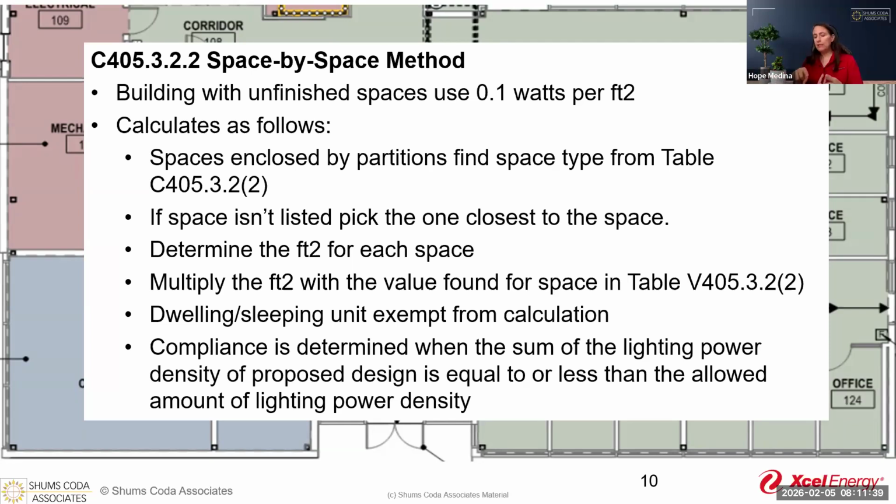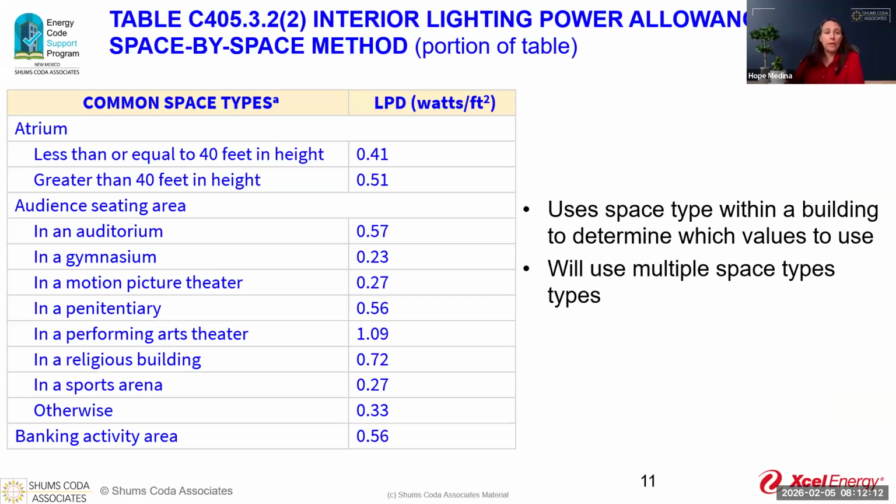So maybe you have an office and a conference room and a break room and an auditorium. I don't know. I'm grasping at straws here. Then you're going to take the square footage of each of those spaces, find those spaces in the table C405.3.2 parentheses 2, and start doing the math. So this one actually involves a lot more math. And I'll talk about why we would do that.